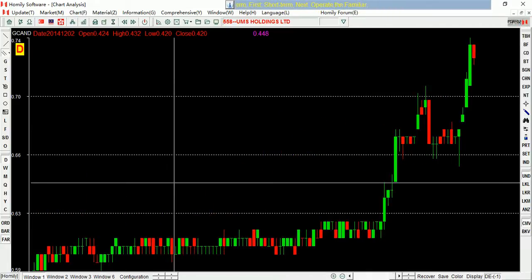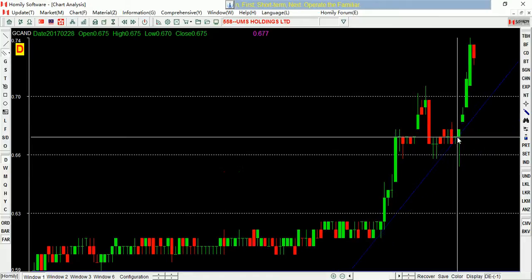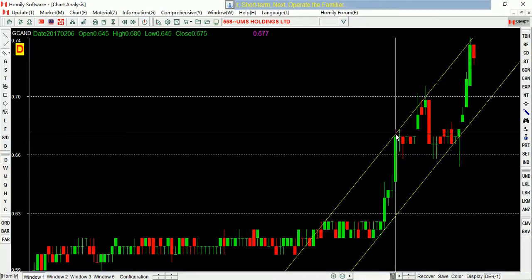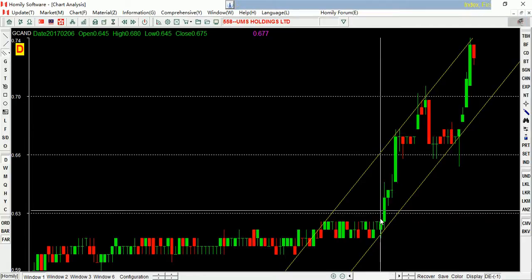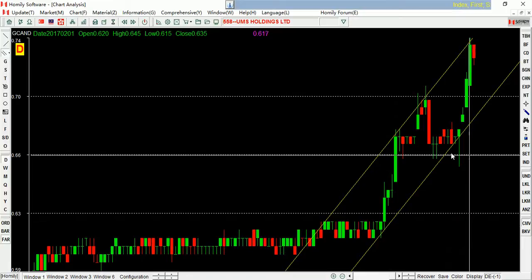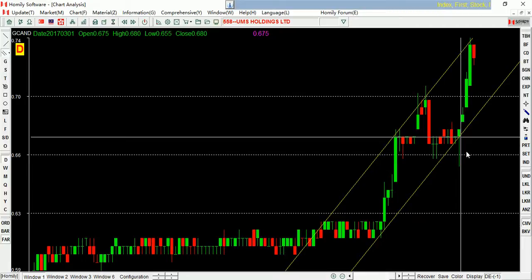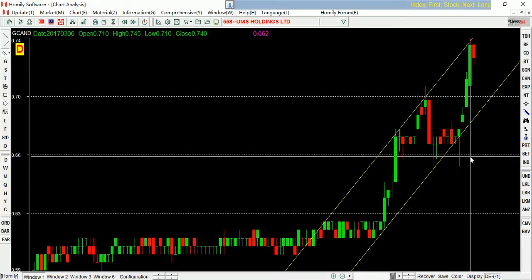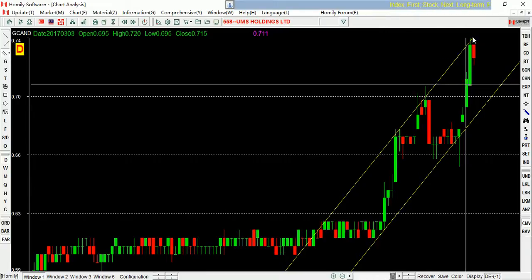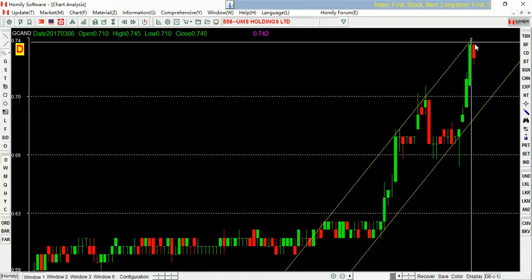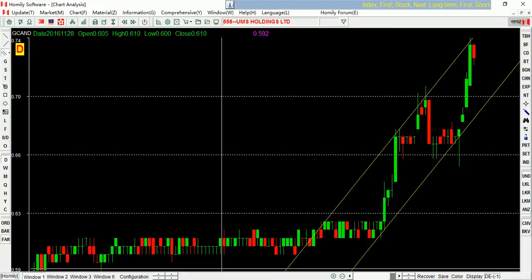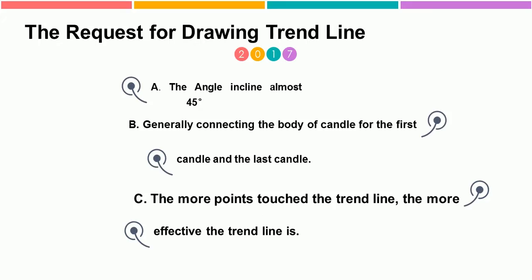Then we can see the next one. Connect this point to this low point. So can you tell me if this is the effective trend line or not? Firstly, let's see how many points touch the trend line. The first point, this is the first one, the second one, and the third one. So is this effective or not? Yes, it's effective. Okay, then maybe the price touches this resistance, then goes down again. So this is the trend line.